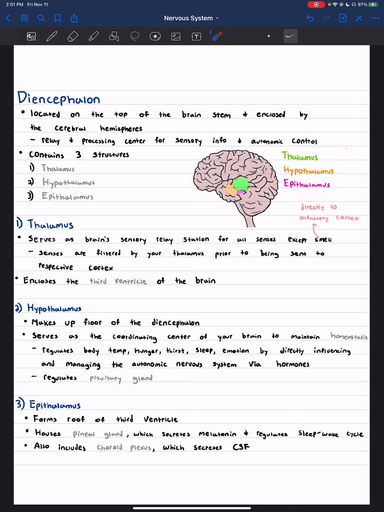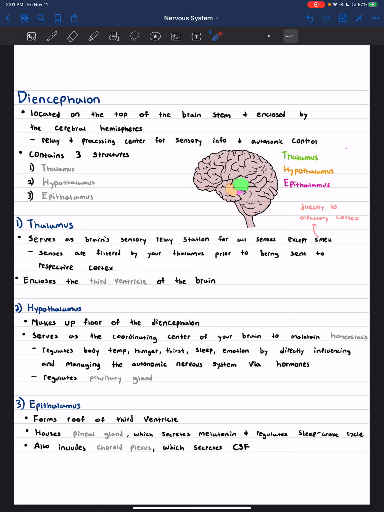Finally, we have the epithalamus. The epithalamus forms the roof of the third ventricle, and it houses our pineal gland. Our pineal gland is responsible for secreting melatonin and regulating our sleep-wake cycle, and it assists in homeostasis as well with our sleep patterns.